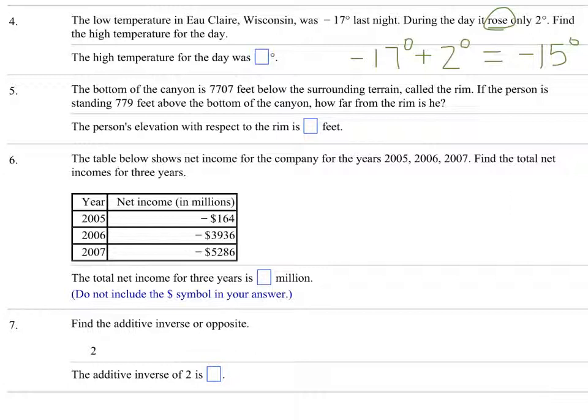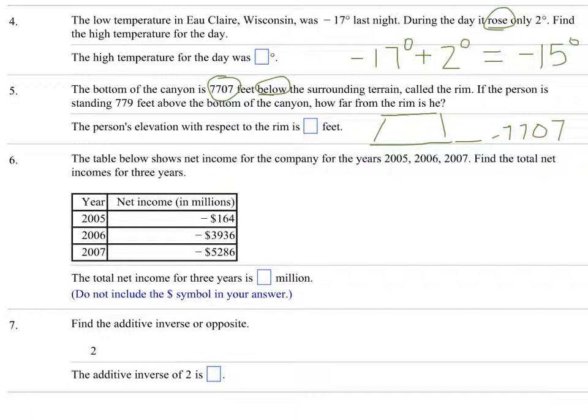So if I've got a canyon, and then I've got a rim at the top of the canyon, and the bottom of the canyon is 7,707 feet below the surrounding terrain. Now, because it's below, this number is negative. So I've got negative 7,707 feet. That's where I am, how far I am down from the rim.